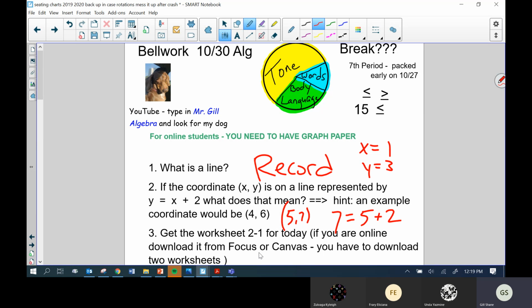So my coordinate would be (1, 3). That would be on the line, because I basically created it by using the equation itself. So I know it has to be on the line. I could plug it back in if I wanted. 3 equals 1 plus 2. Yes, it does. So that's on the line.